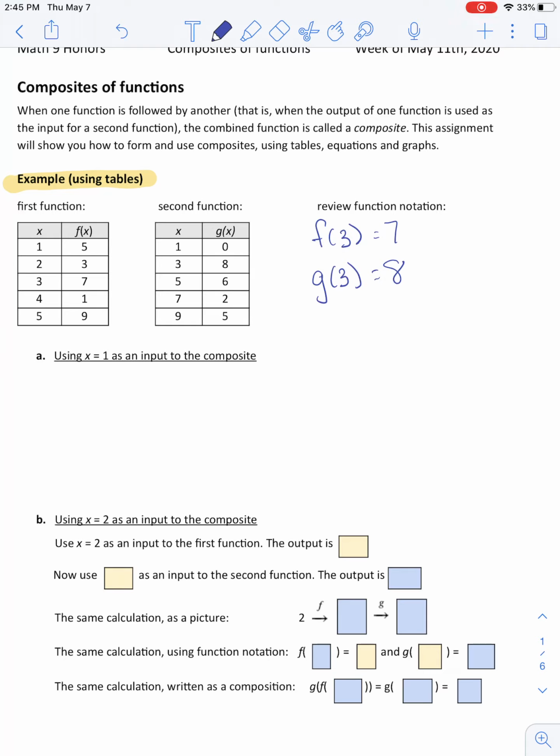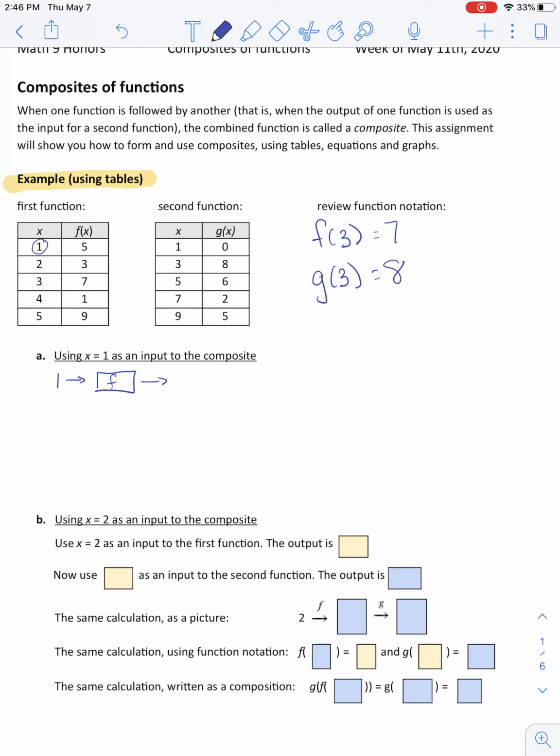So a composite function is when you put one function into the other, or if we read up here, when the output of one function is used as the input for a second function. The combined function is called a composite. So we're going to learn what that means now. So the first thing we're going to use x equals 1 as an input to the composite. So if we put the number 1 into a function, we're going to put it into the f function first, what is going to come out? So we're going to look at the table.